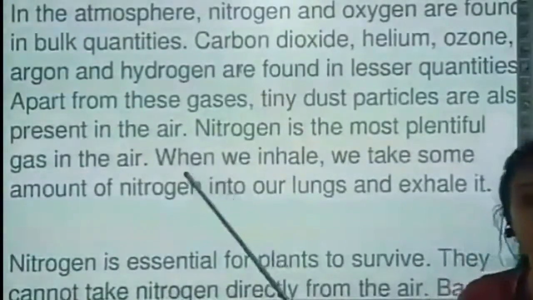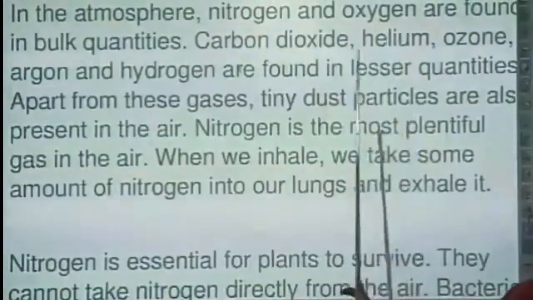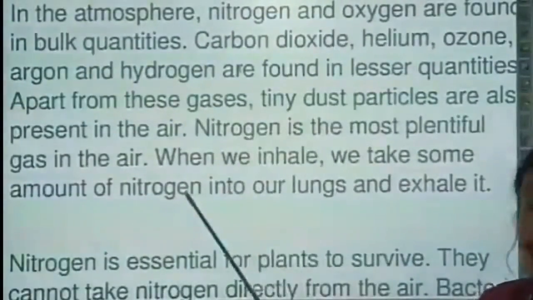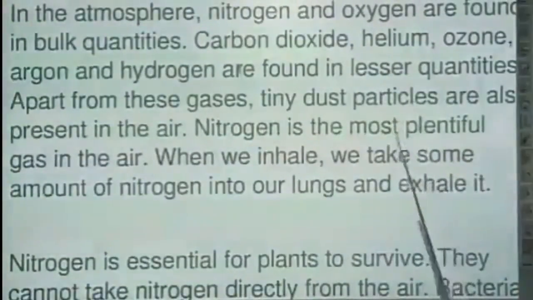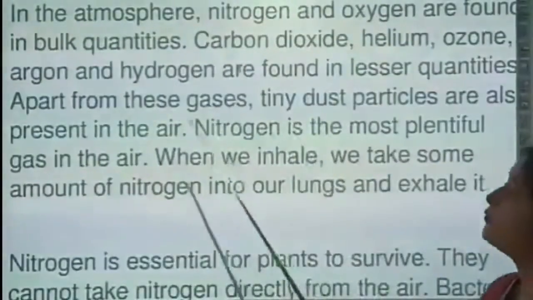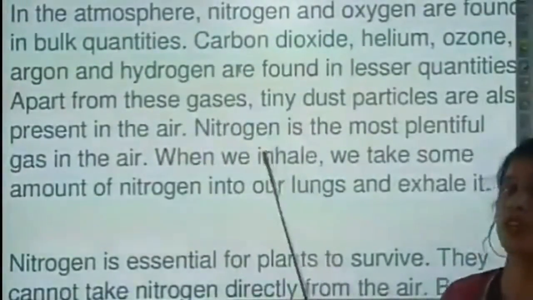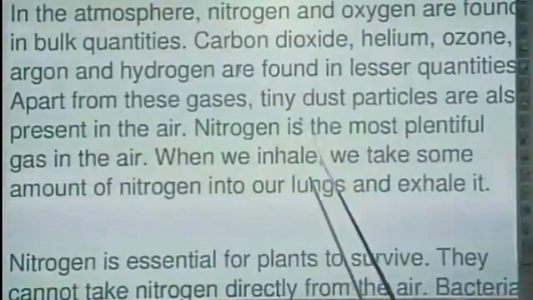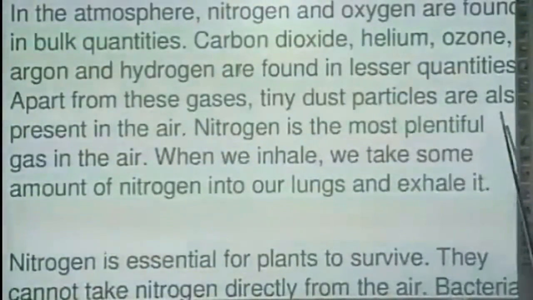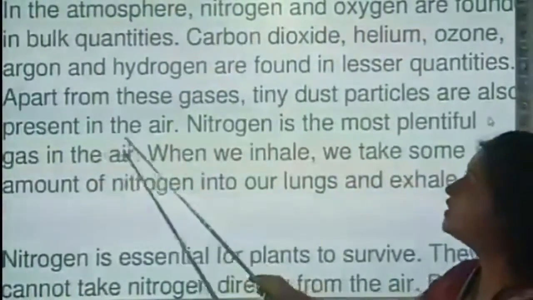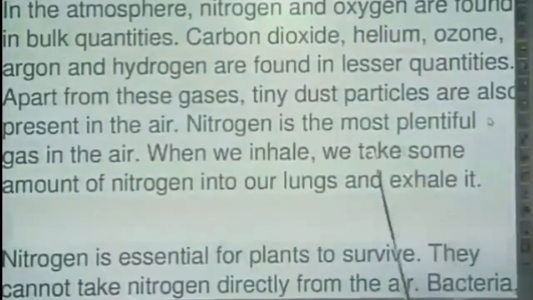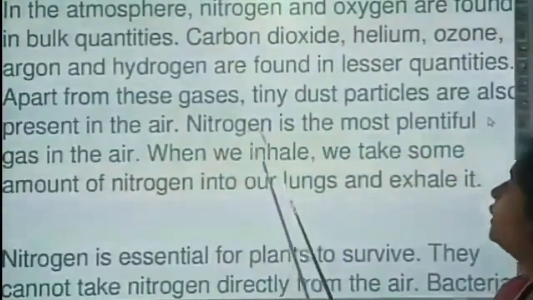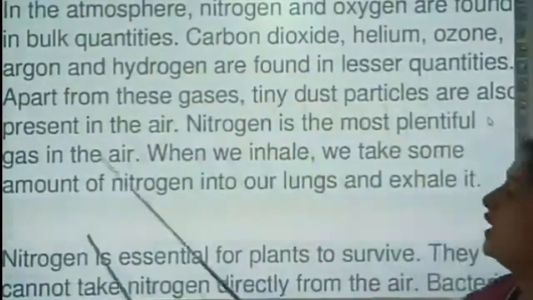Our atmosphere is made mostly of these gases, nitrogen and oxygen. They are in bulk quantities, but other gases like carbon dioxide, hydrogen, helium are in lesser quantity in our atmosphere. Apart from these gases, there are some other things also. Tiny dust particles are also present in the air. Gases are present in the atmosphere, but besides the gases, tiny dust particles are also included in the atmosphere.